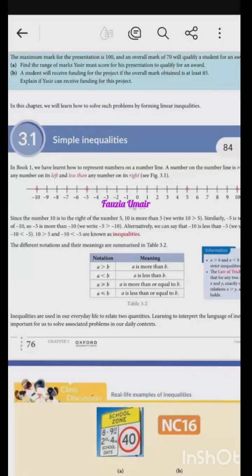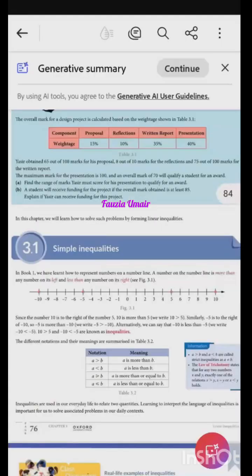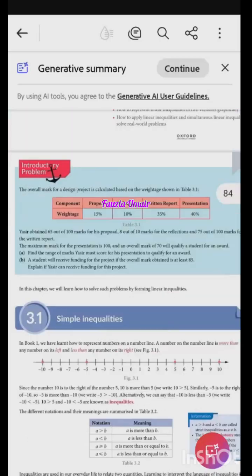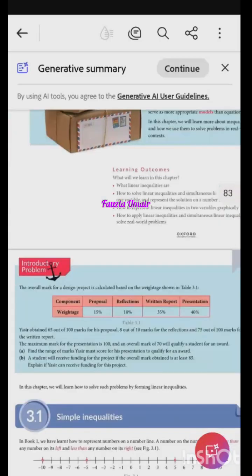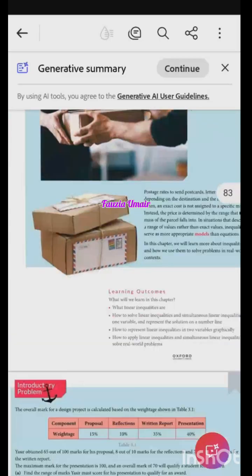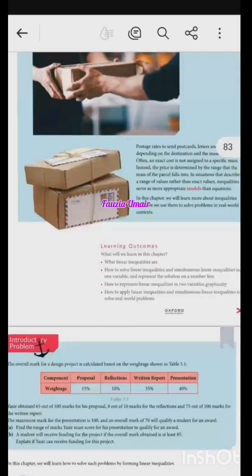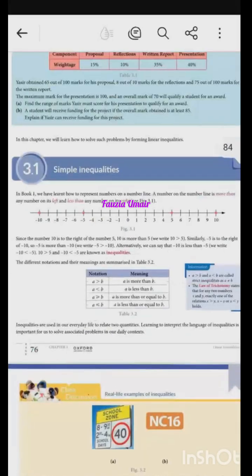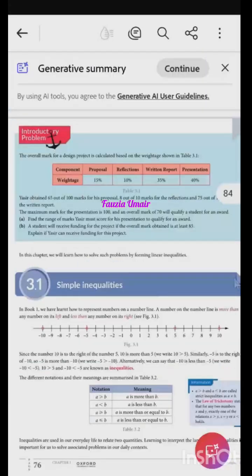Simple inequalities. Before that, they have just talked about how important it is in mathematics. Actually, inequalities are more important, or more flexible, you can say, than equality. Okay? In real life, the exact value is usually not there. Mostly, or in some situations, an inequality sign is used.